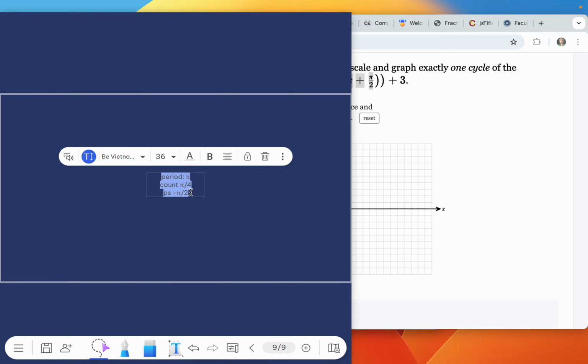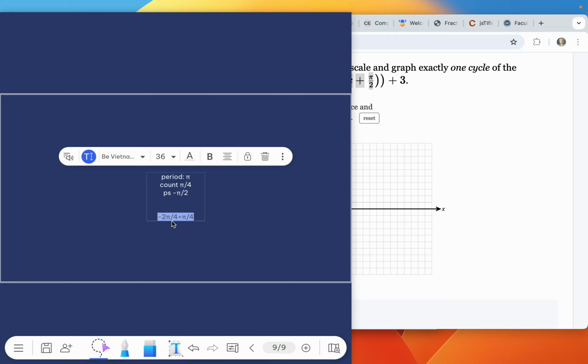So now I think about what we did in class. I'm going to start at my phase shift, negative pi over 2, which I'm going to make negative 2 pi over 4 to get a common denominator. And then I'm going to add pi over 4. So all I'm doing is trying to get started between these two. I'm going from negative pi over 2, and I'm adding pi over 4. So I got a common denominator.